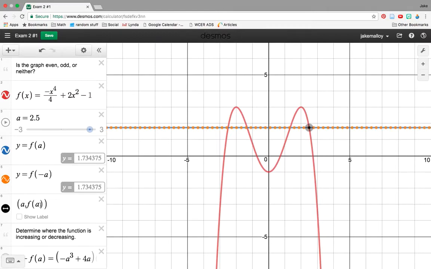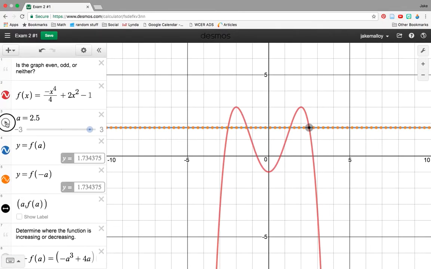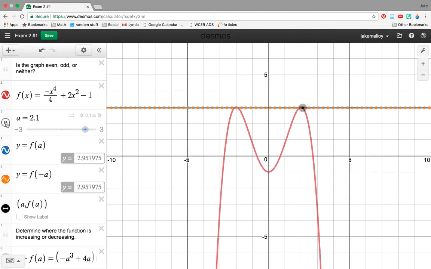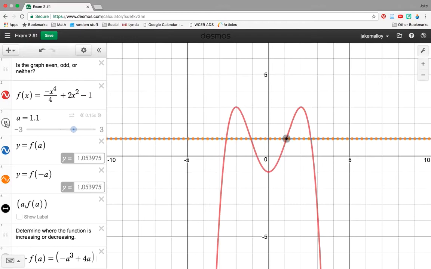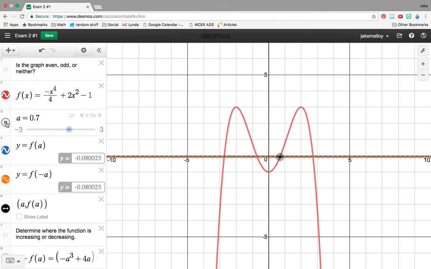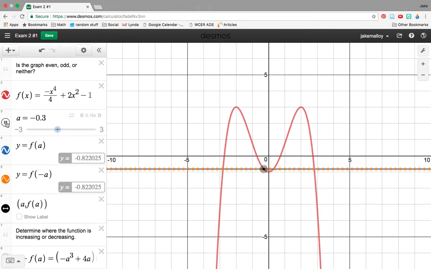So this point A, f of A, and then of course we'd have another point at negative A. As we move, we can see that no matter where we go in our A value, f of A and f of negative A are equal to each other. So we know we have an even function.